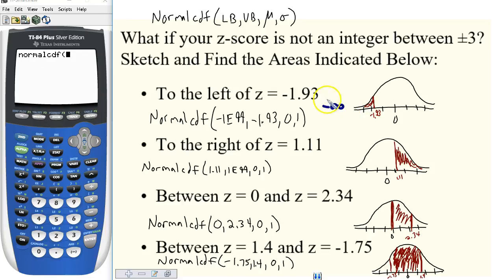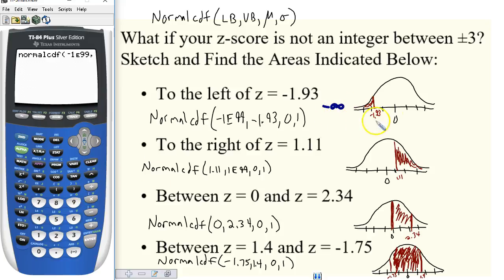Our calculator doesn't have the ability for us to type in infinity, so we choose something that is a really big negative number that's as close to negative infinity as our calculator will allow us to, and it's negative 1e99. Now the e is right above this comma here, so you're going to hit second comma to get the e, and then 99. This is your calculator's method of typing in scientific notation. So it's really like saying a negative 1 with 99 zeros after it. That's a very large negative number, and certainly it's going to be super far to the left of negative 1.93 under the standard normal curve.